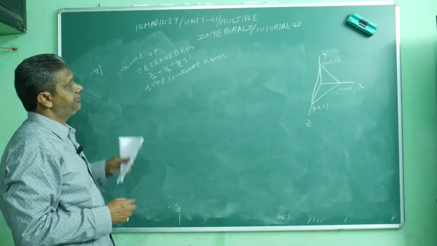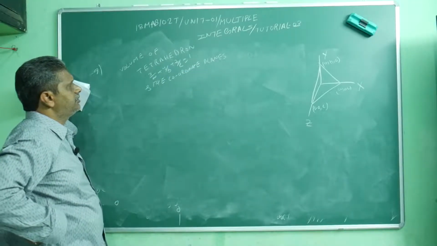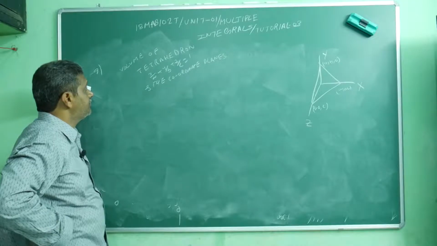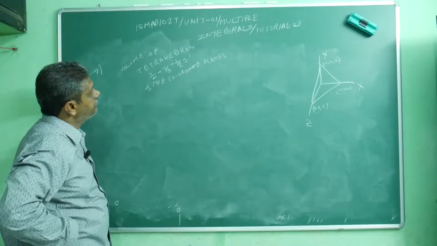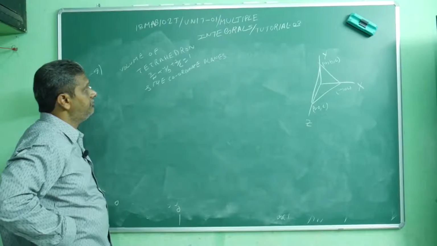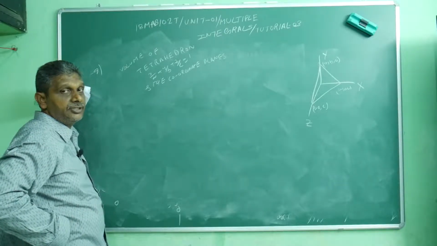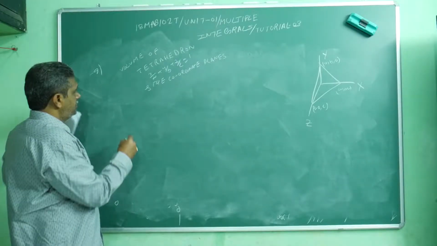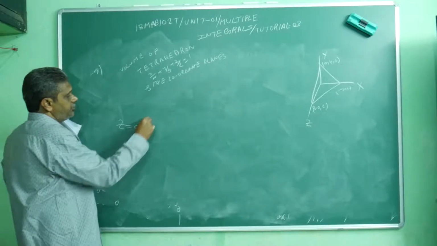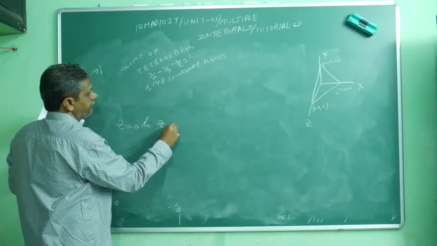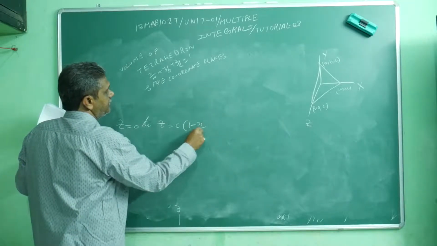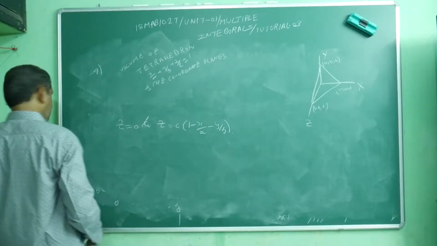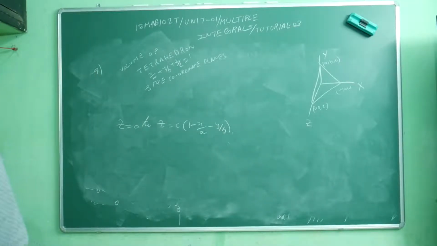Now we can fix the z limit. Not only z, you can fix x equal to a × (1 - y/b - z/c), or y equal to b × (1 - x/a - z/c). Nothing will happen; any one you can fix first. I want to get 3 limits, so first fix one. Now I am fixing z. Z runs from z = 0 to z = c(1 - x/a).